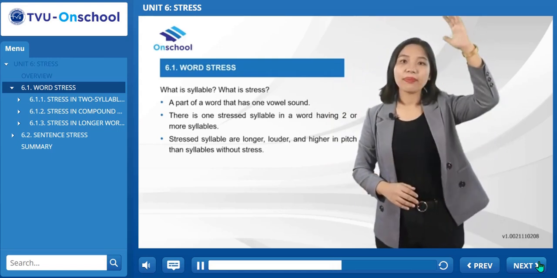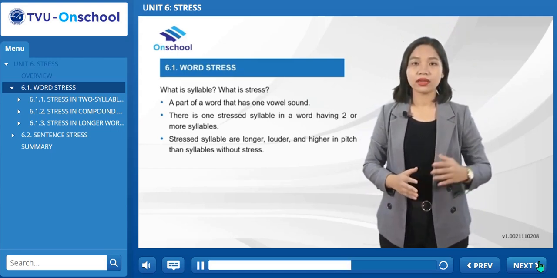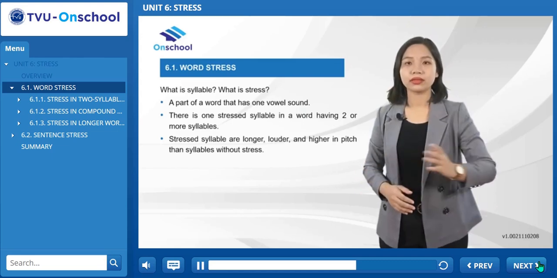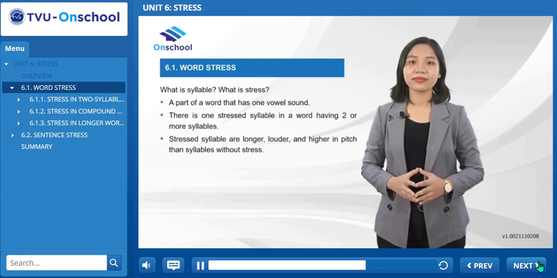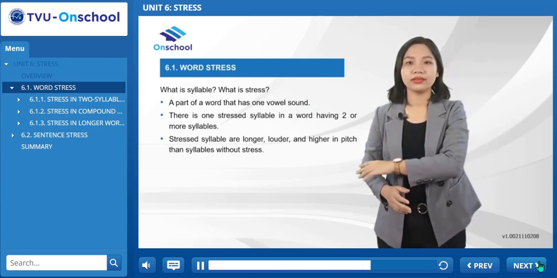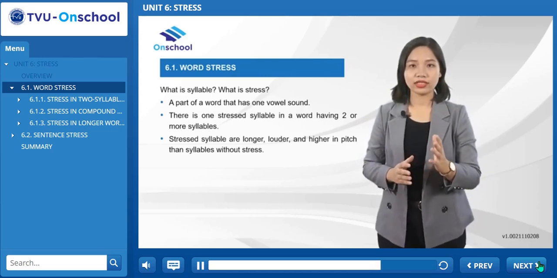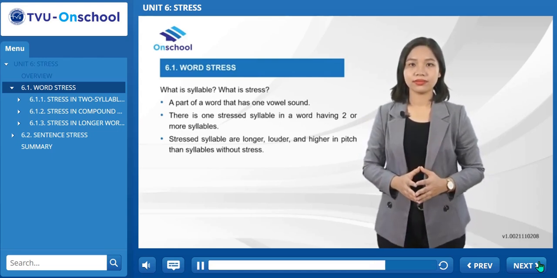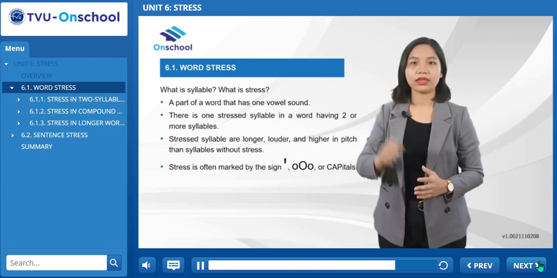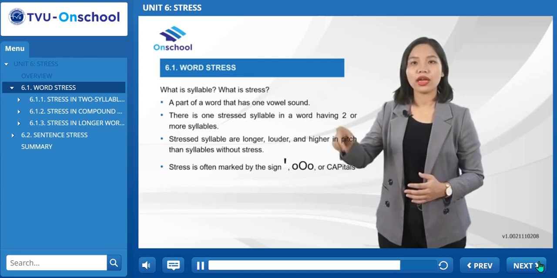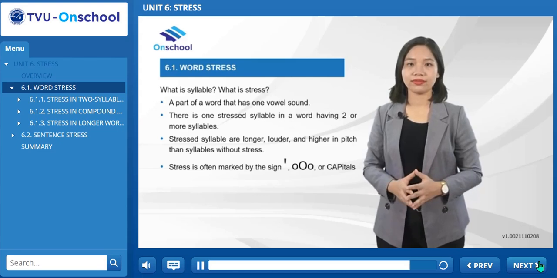Apple, apple. And the word determine? Determine, determine. The stress is on ter. The stress is often marked as the sign like that, or the small and the big letter O, or capitals.